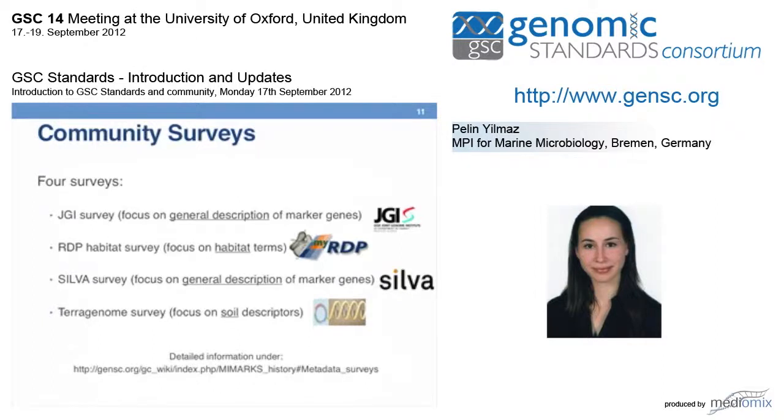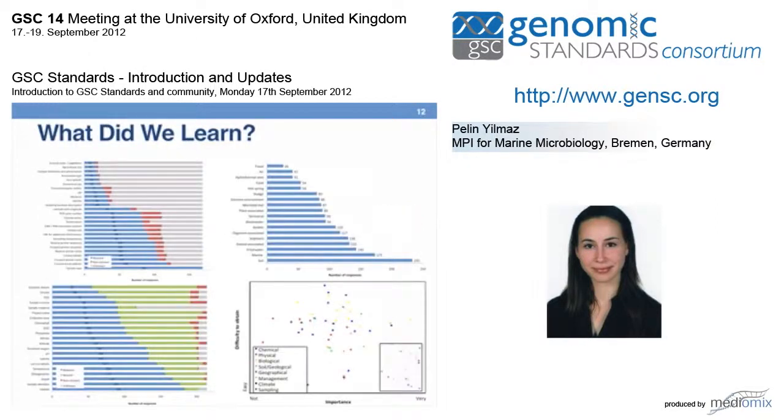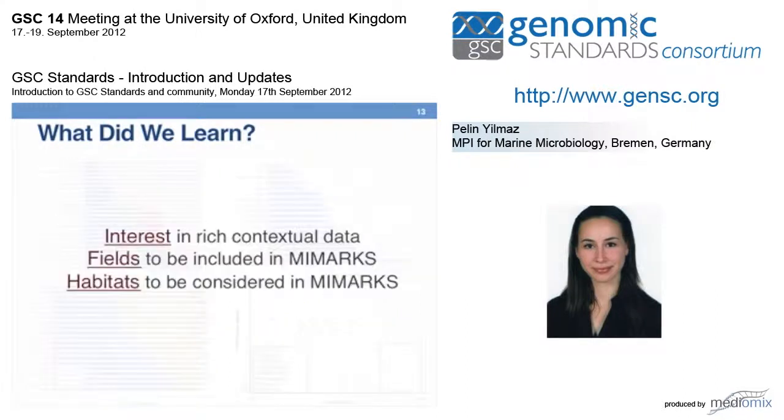Without going into too much detail of all the results of these 4 surveys, I'm just going to say what we learned from them. Firstly, we saw that there is interest in rich contextual data. Then we saw which fields we should consider, which fields we should include in MIMARKS to begin with, because this is what people want, apparently. And we also learned what kind of habitats should be considered in MIMARKS, which later on gave rise to these environmental package names, for example.